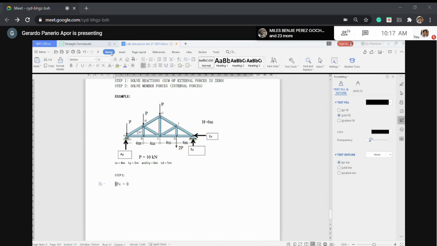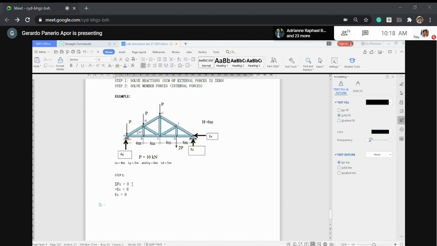So, I'll sum up forces in X equals to 0. I have minus EX acting, and then there are no other horizontal forces. Can you see horizontal forces there? You see, there's none, so it's equal to 0. So that's why you can see that EX is 0.